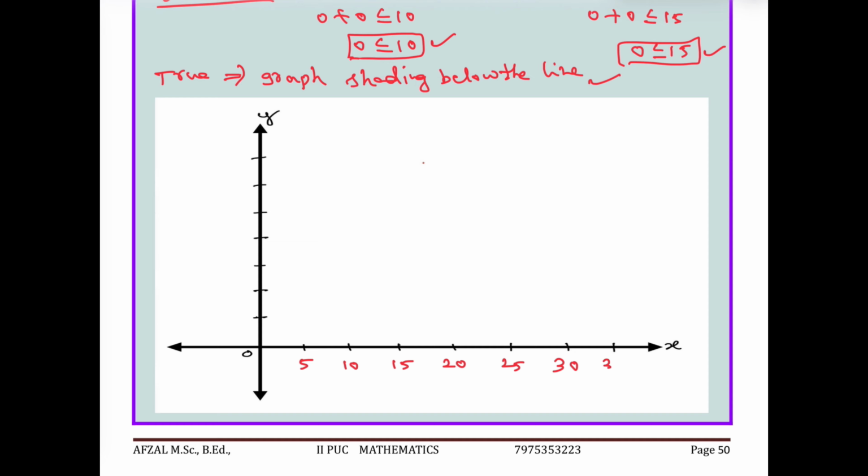Next, second constraint, that is 3x plus y less than or equal to 15. Here also apply the 0 test. 0 plus 0 less than or equal to 15. 0 less than 15, here also true. Here also the graph is below the line only. Now we'll plot the points on the graph sheet. On the x-axis we'll take 5 units: 5, 10, 15, 20, 25, 30, 35. The y-axis also we'll take 5 units: 5, 10, 15, 20, 25, 30, 35.